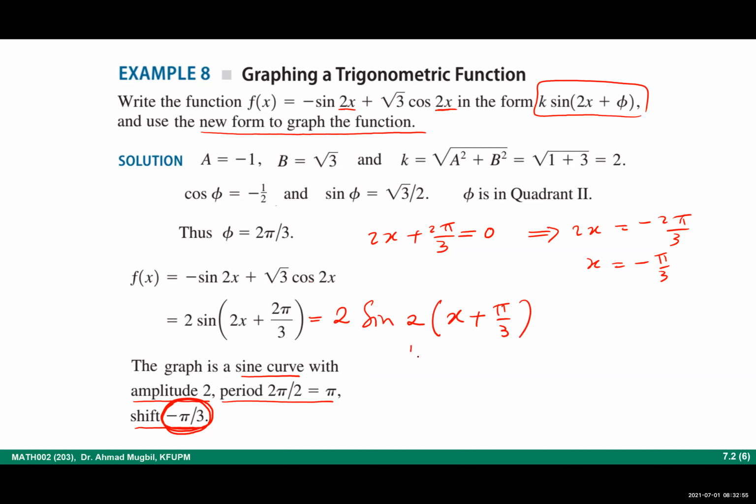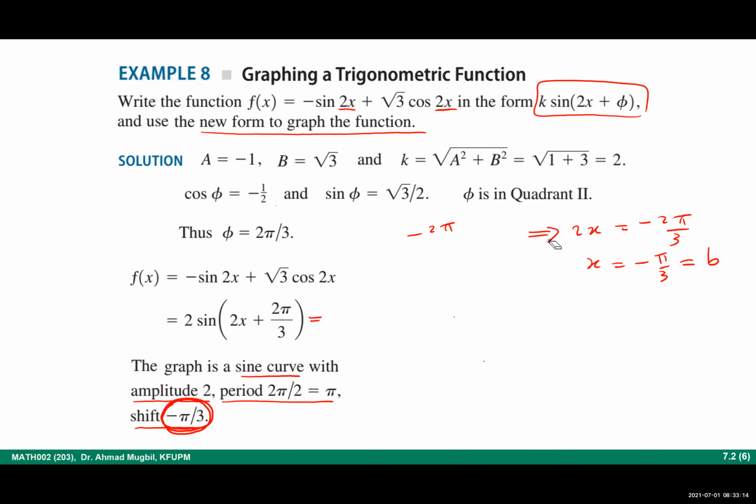If you compare it with the standard form, which is this one, k, but not the same k here. You have to be careful. X minus b. So you can see that p is negative pi over 3. So this is p. This is the horizontal shift. Great, ya shabab. So now we need to sketch the graph.